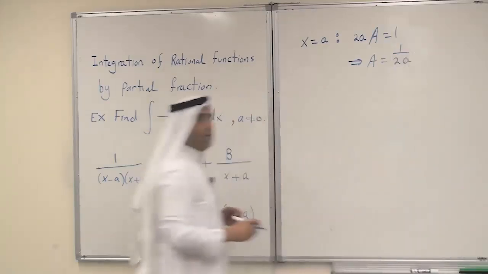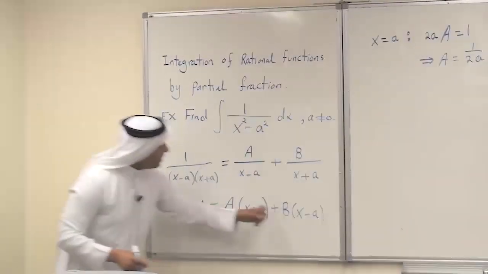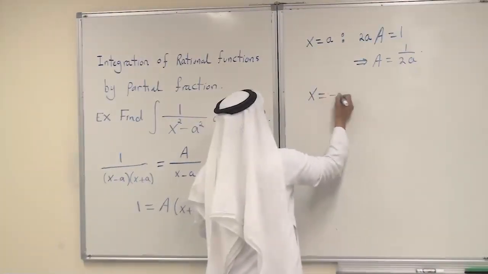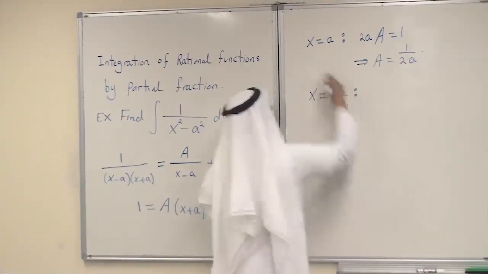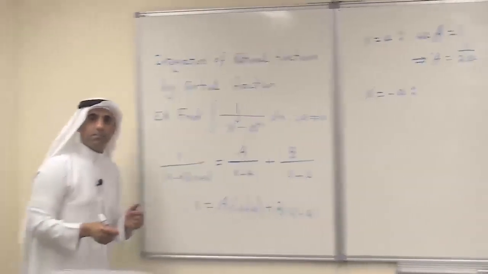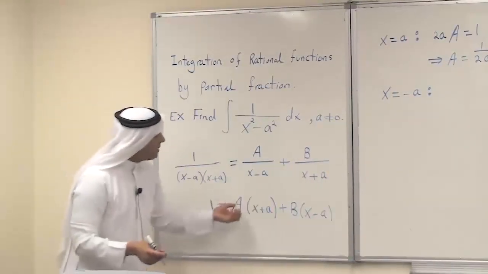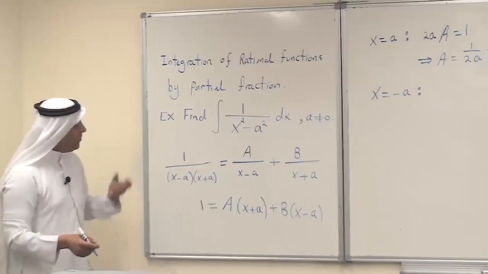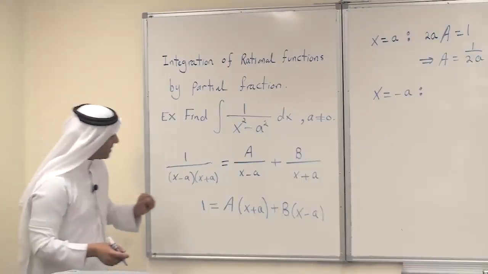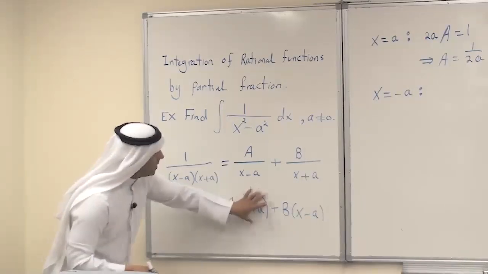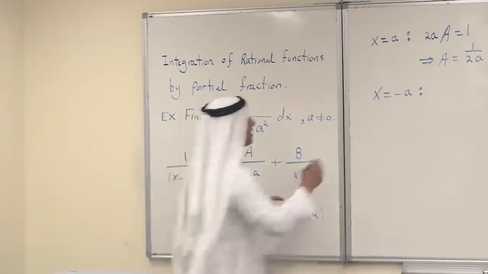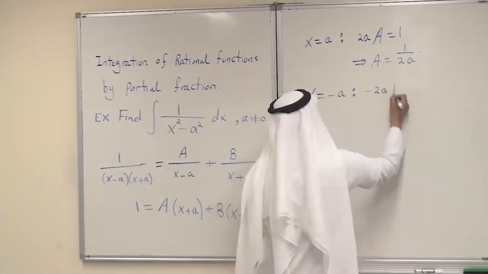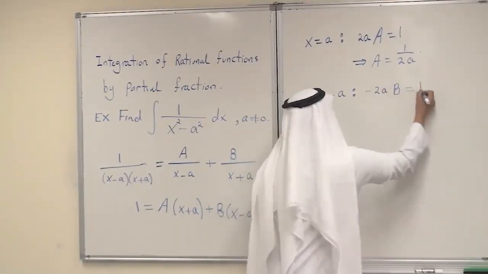How to get the value of B? How to get the parameter B? I will substitute x equal to minus a. Other choices for x are also possible, but these are recommended choices because it will simplify the calculations. If you choose x equal to minus a, for instance, this would be 0. Minus a, that is minus 2a. So what we get is minus 2a times capital B is equal to 1.